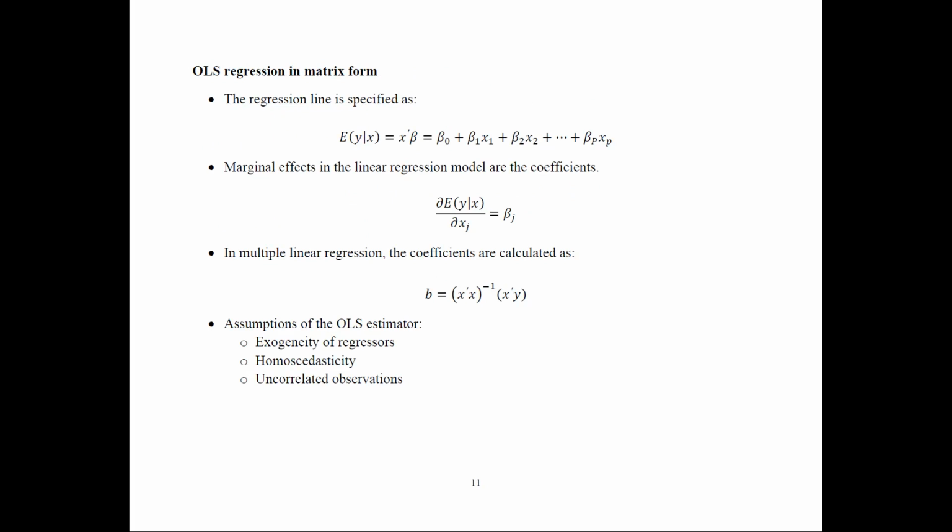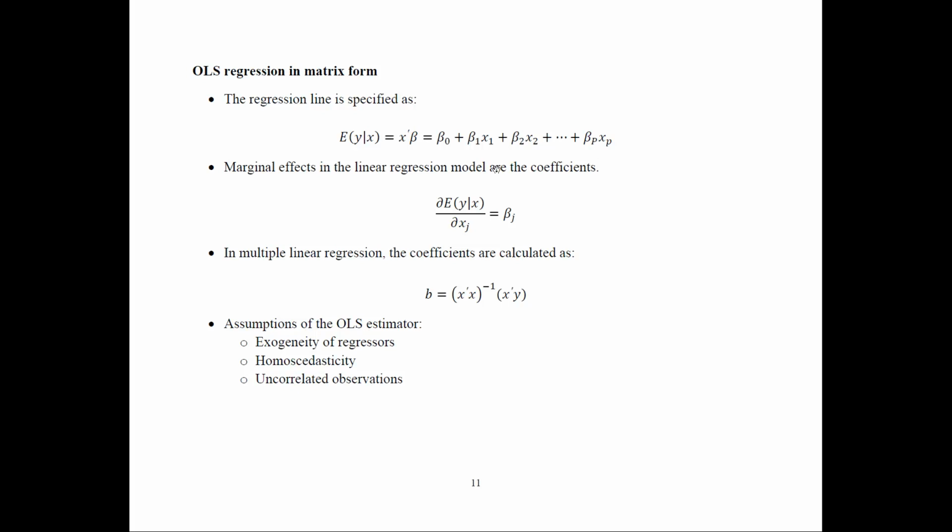Okay, so on this slide I have how to do an OLS regression in matrix form. So it's just a little bit more complicated, and we will use this notation when we go through the rest of the class and the materials. So the regression line is specified as the expected value of y given x, that would be x prime beta, and here we can spell out this expression as beta 0 plus beta 1 x1 and so on, plus beta p xp, where p is the number of independent variables.